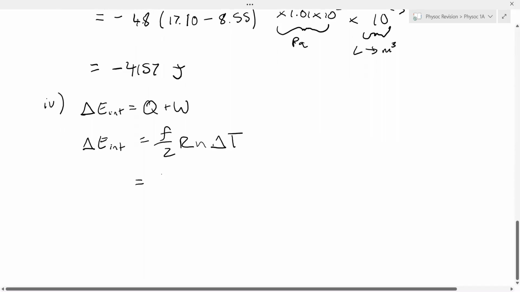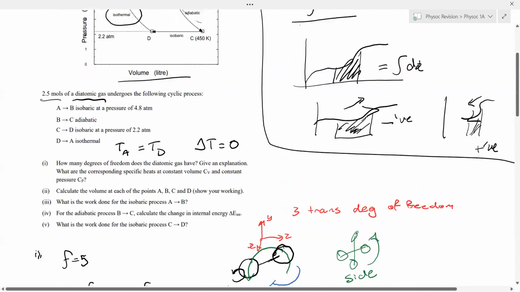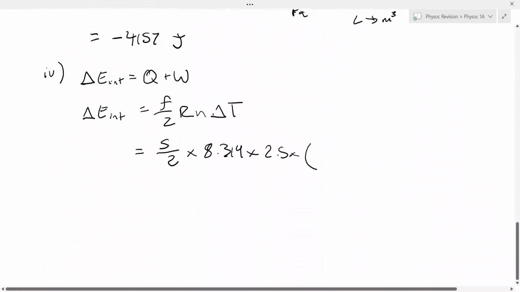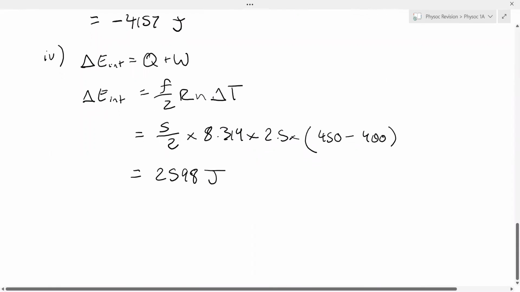So our degrees of freedom was 5, so 5/2 times our R value, 8.314, times the number of moles. And then our change in temperature: at point B it was 450, and our initial temperature was 400. So 450 minus 400, and this gives me 598 joules. Alrighty, and we will have a positive change in energy because our temperature increases.